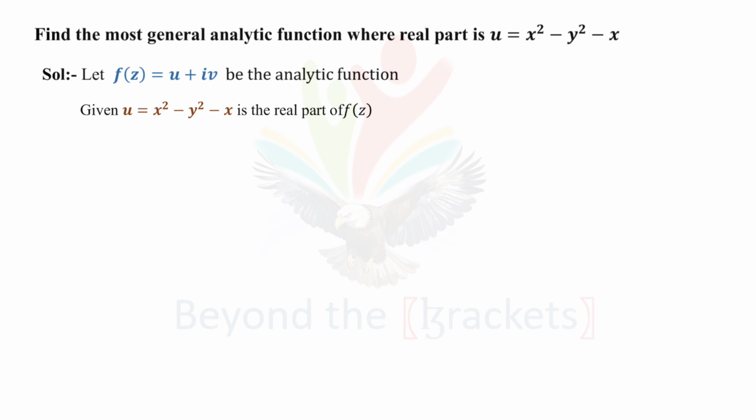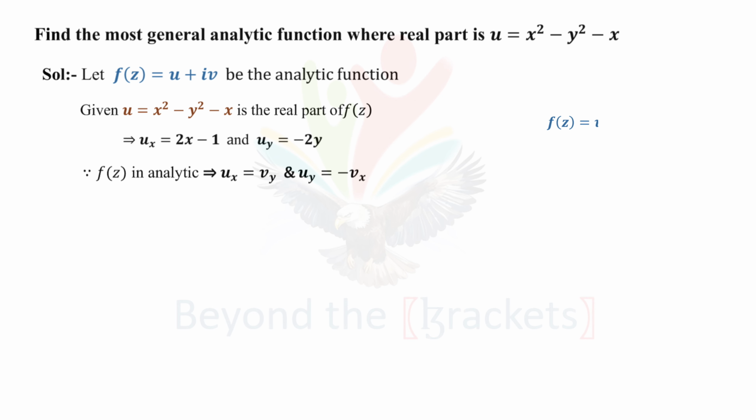Compute the partial derivative. We get ux is equal to 2x minus 1 and uy will be equal to minus 2y. Since f of z is analytic, it satisfies the CR equations. Ux is equal to vy and uy is equal to minus vx. Since f of z is u plus iv, differentiating this with respect to x, we get f dash of z is equal to ux plus i into vx. Since f of z is analytic, vx can be replaced with minus uy. So f dash of z will be ux minus i into uy.